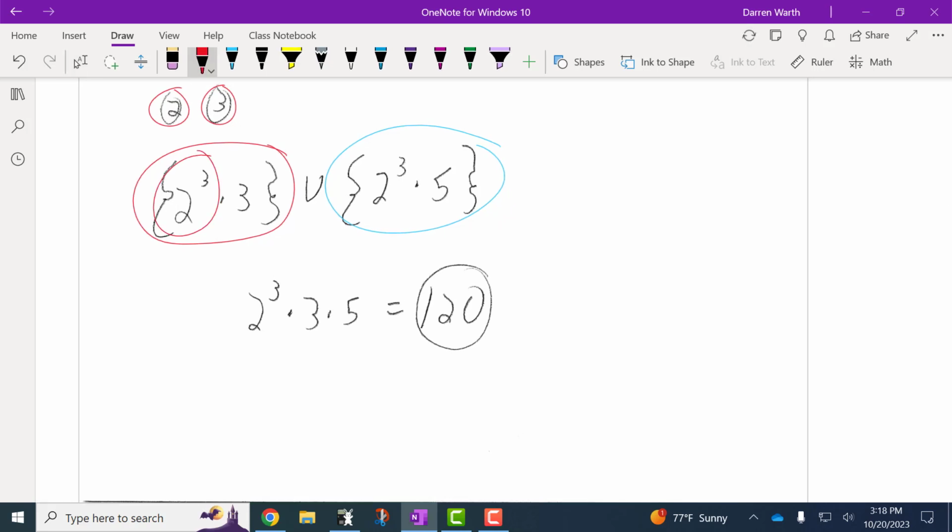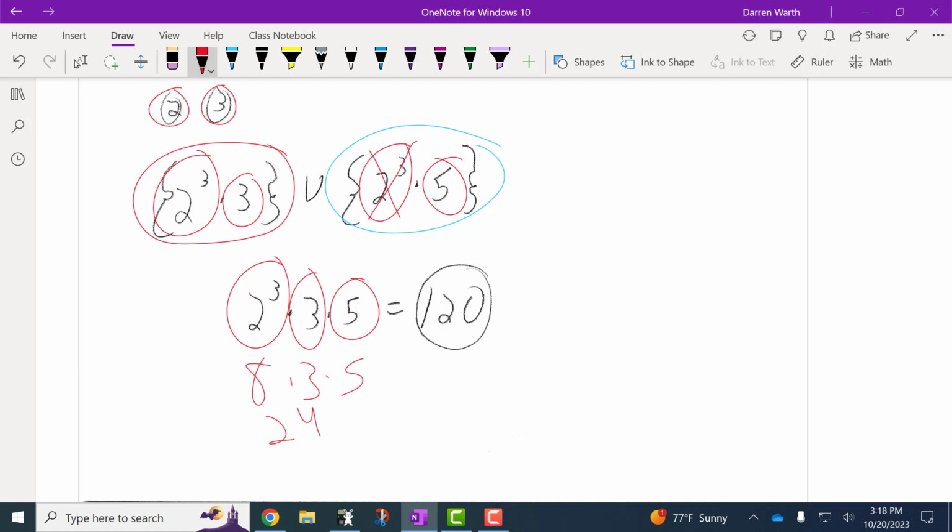So when I do that, I'm going to multiply 2 to the third times 3. So here's 2 to the third times 3. This 2 to the third over here is a repeat or a duplicate, so I don't multiply by that. And then I've got this times 5. So now all I have to do is take 2 to the third, which is 8, times 3 times 5. That's 24 times 5, which is going to give you the answer of 120. And so that is how you find the least common multiple.